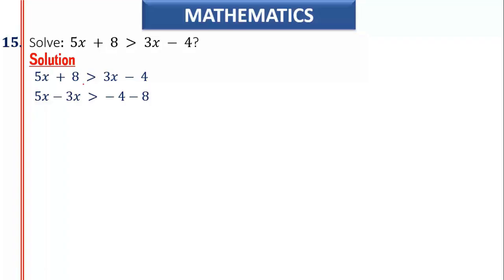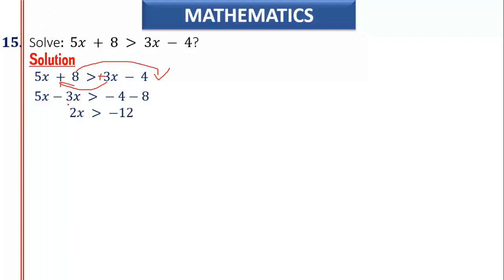We will take 8 to this side, and we are taking 3x to this side. Don't forget, when 3x gets to this side, it becomes negative because it's positive here, and 8 is positive here. When you get to this side, it becomes negative. Okay, so from there you can then go ahead and solve for your x.